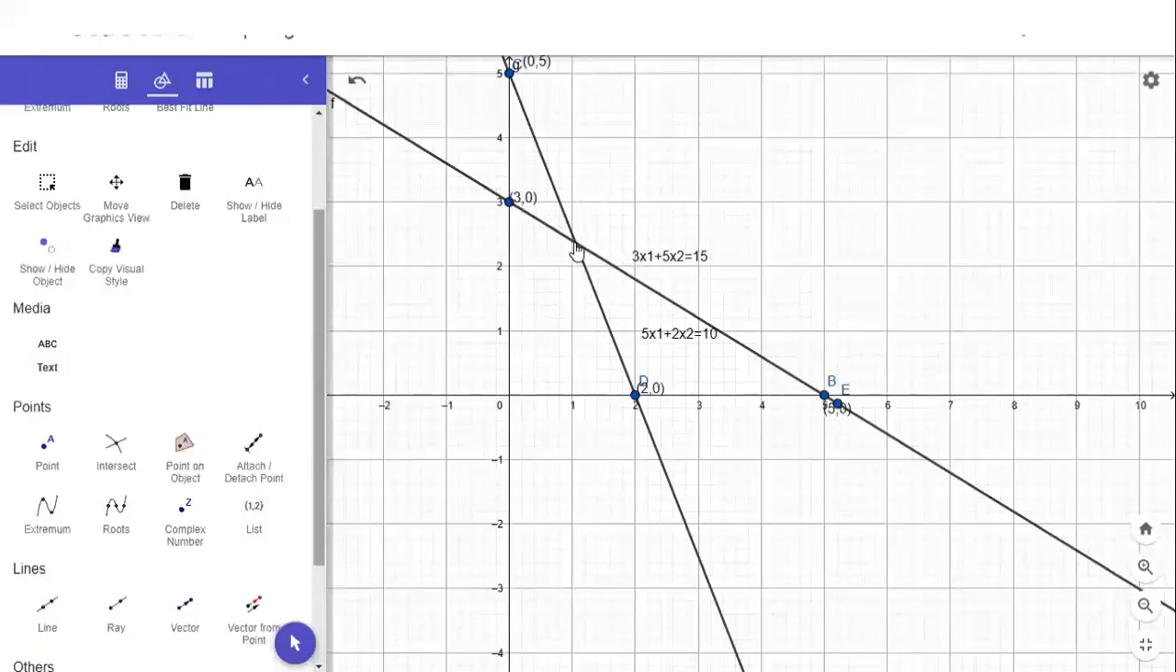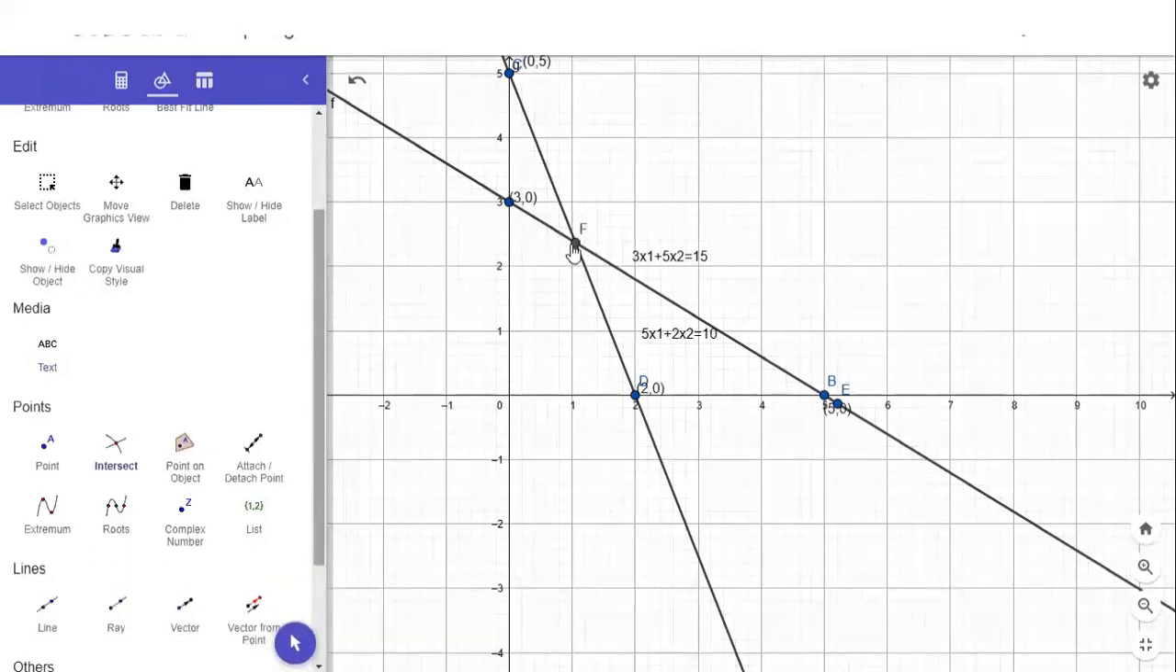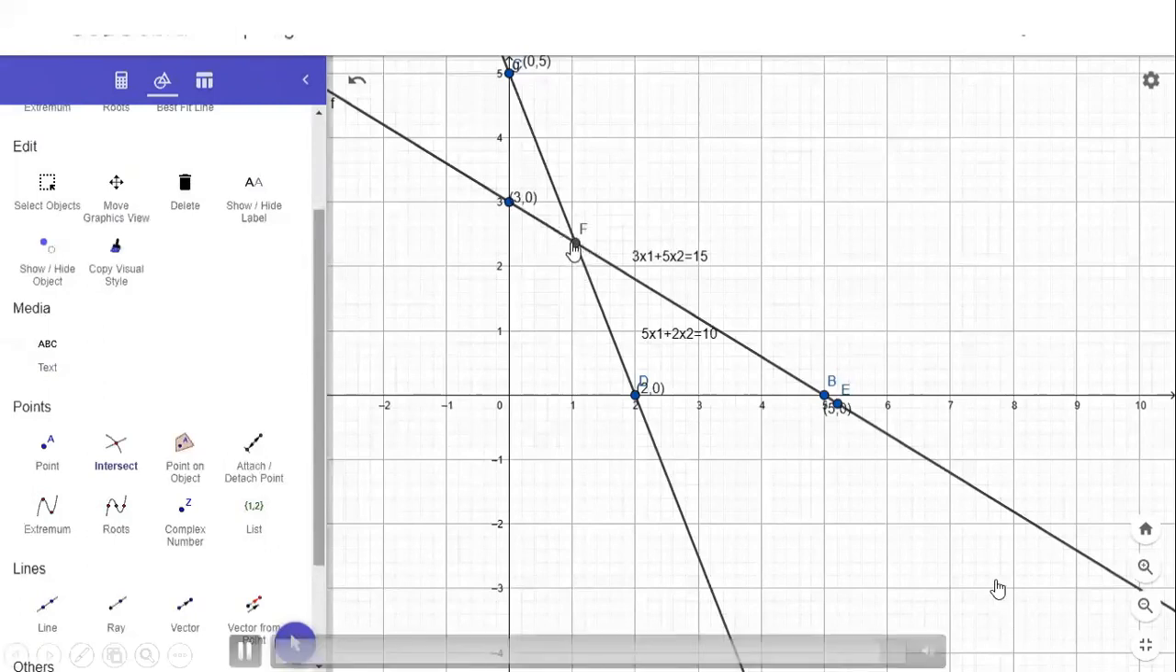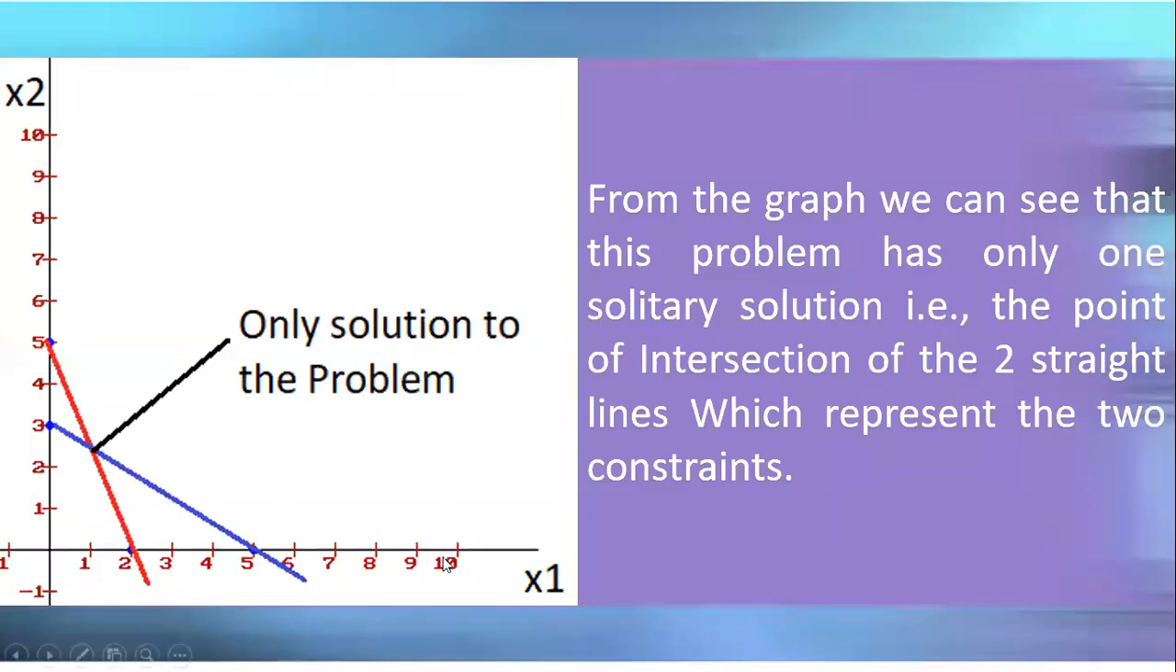So the only single point of contact which satisfies both the equations is this intersection point. So this is the intersection point which is satisfied. That's why it is called the solitary solution. The solution is feasible only at this single point. So the only solution to the problem is this intersection point, which represents the two constraints. This is the point which satisfies both the constraints.